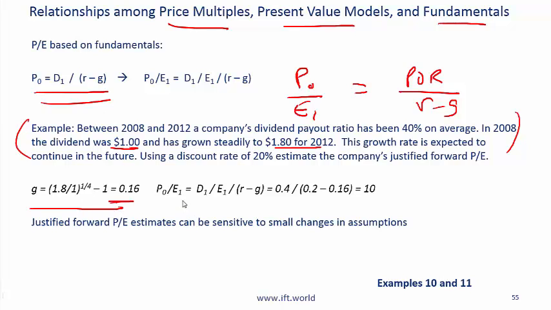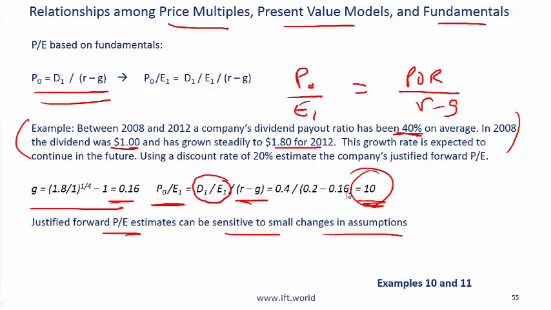So you compute the growth rate, which is 16%. Then you do the PE ratio is the payout ratio, which is given 0.4 divided by R minus G, and you come out with a PE of 10. So make sure you can do this calculation. Justified forward PE estimates can be sensitive to small changes in assumptions. So if we change our assumptions slightly about, say, the growth rate, that will have a big impact on the ratio.